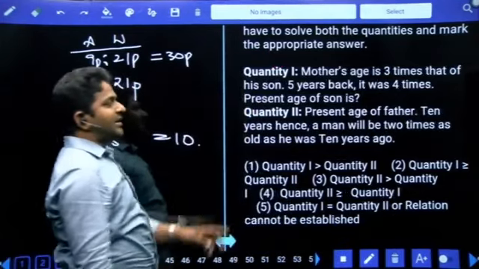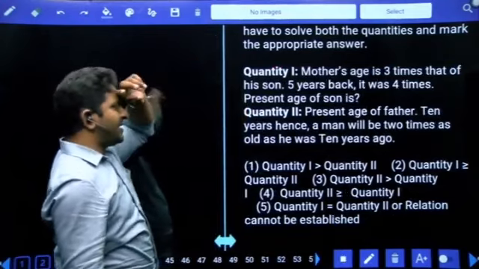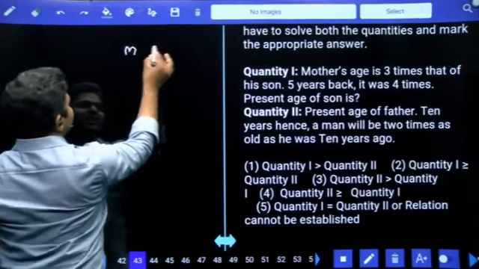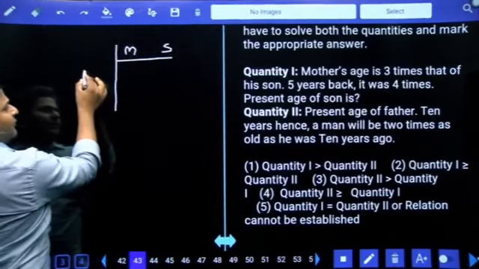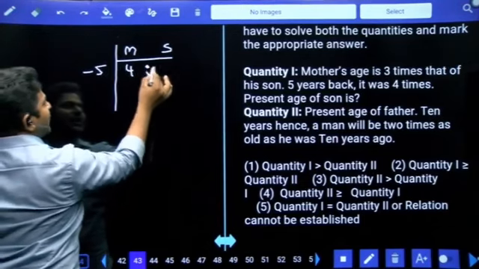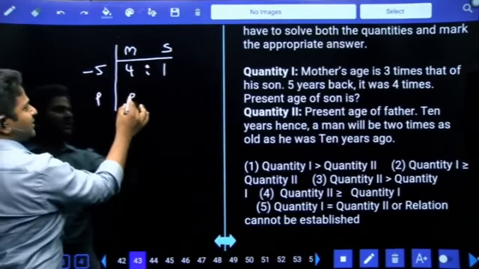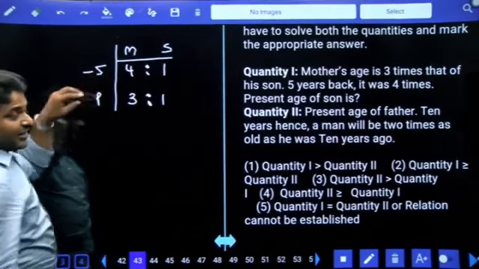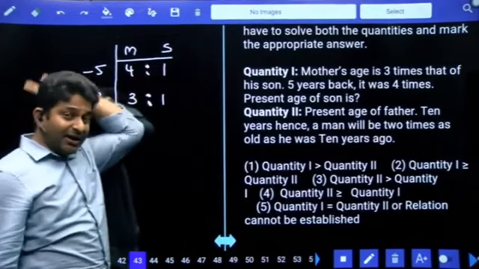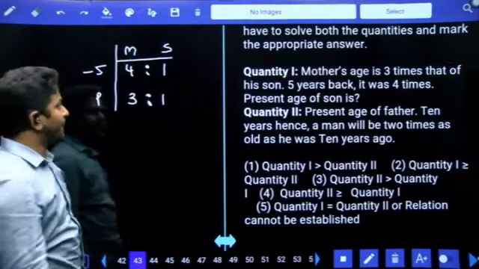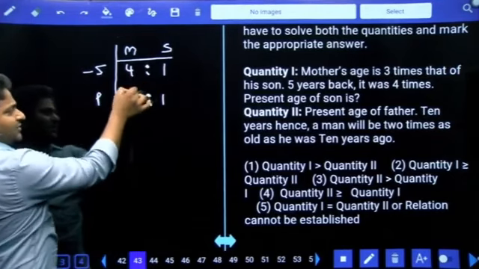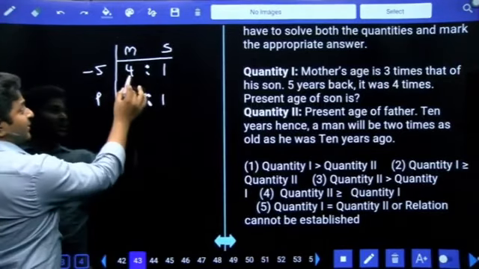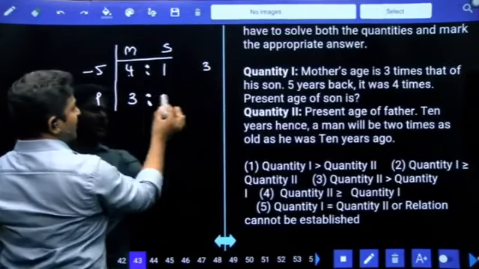Q1, mother's age is 3 times that of son's age. 5 years back, it was 4 times the son's age. There are 2 members here, mother and son. 5 years back, mother's age was 4 times the son's age. And at present, mother's age is 3 times of it. The difference between each person's present age and their age 5 years back was 5 years. In mother's age, there is a difference of 1 part, but for son, there is no difference. For such cases, the first ratio values difference is 3 parts, and here it is 2 parts.